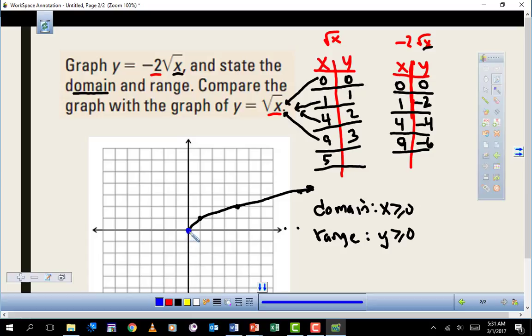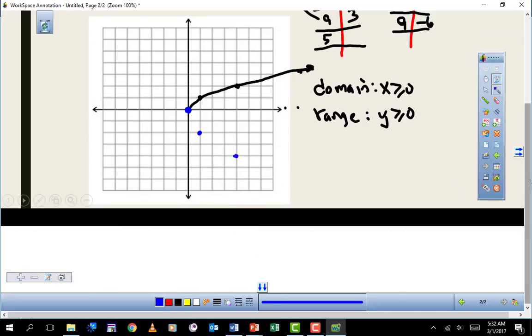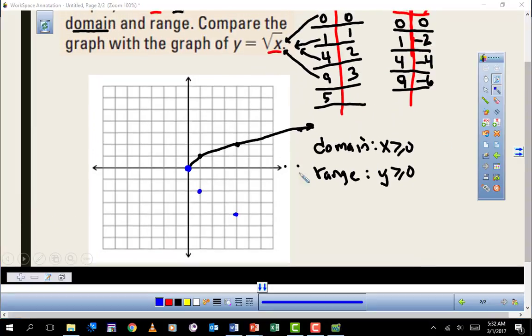So I think what I'll do is I'll plot this in another color. 0, 0 is the same point we had before. At x equals 1, we're at -2. At 4, 1, 2, 3, 4, we're down at -4. And as we plot some more points here, at 9, we're at -6. So right about there. So we have our curve like that.